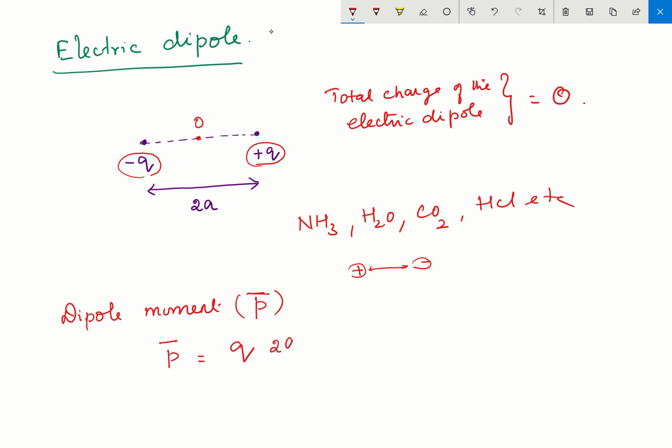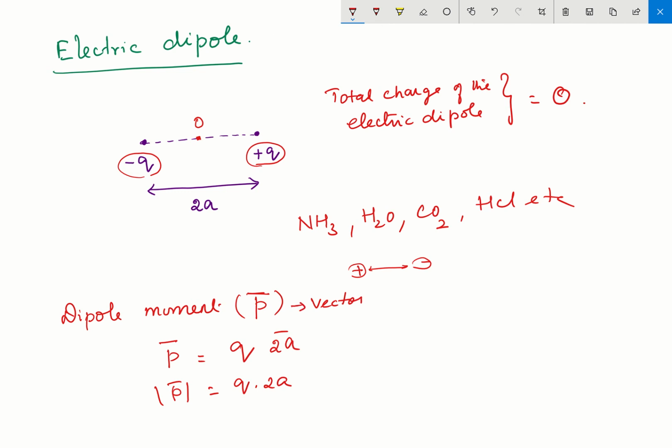It is a product of the magnitude of either charge and the distance between them. Therefore you can say P is equal to Q into 2A. But P is a vector quantity, and a vector should have direction.